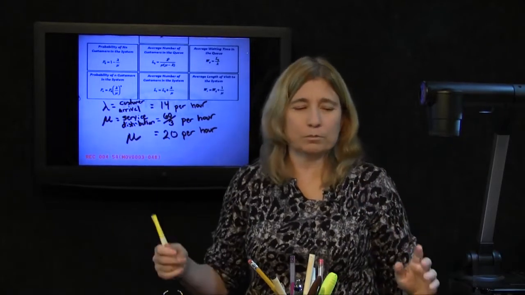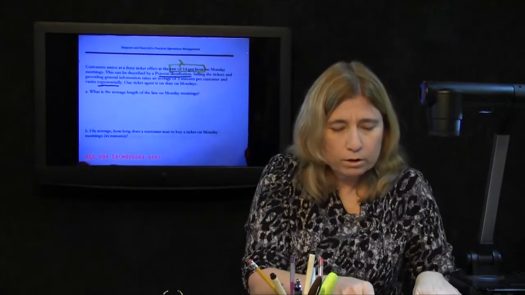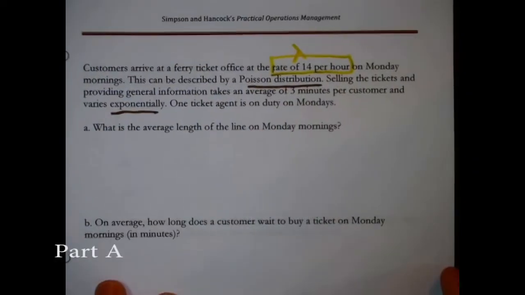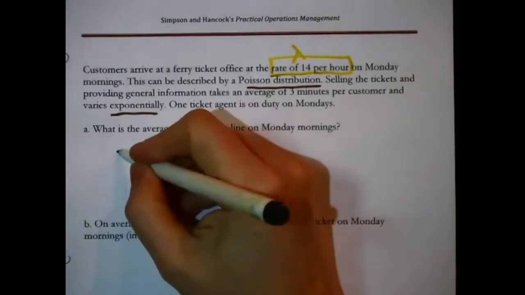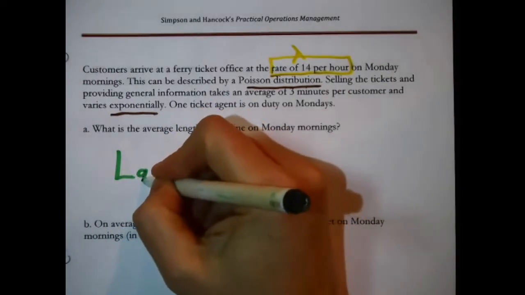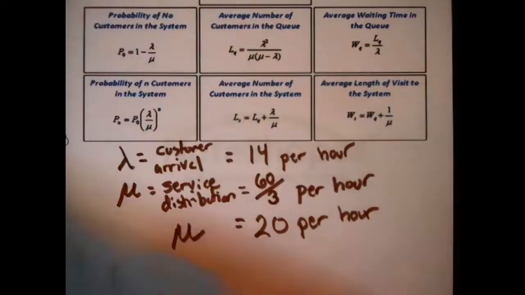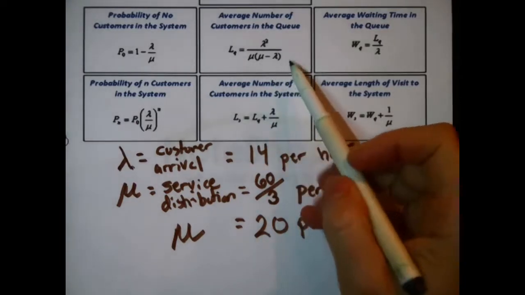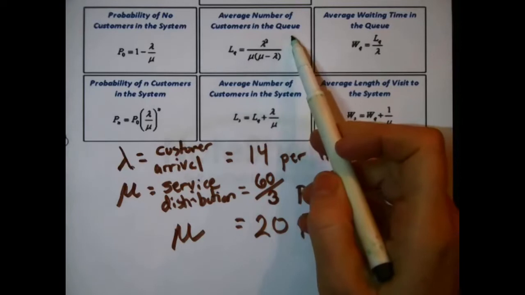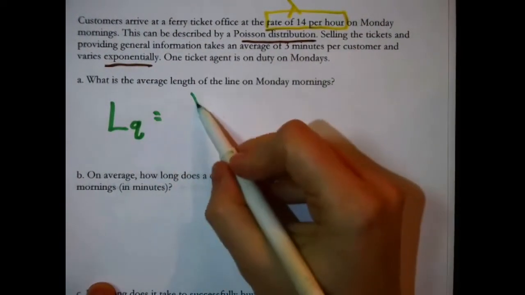Now, speaking of manipulating the formulas, what are the actual questions here? First part: what is the average length of the line on Monday mornings at this ticket office? How am I going to find that? That is capital L for length of the line, lowercase q for queue. Queue is another word for line. You see that right there, front and center in the formula sheet: average number of customers in the queue. There's the formula. I'll just copy it here for reference sake.